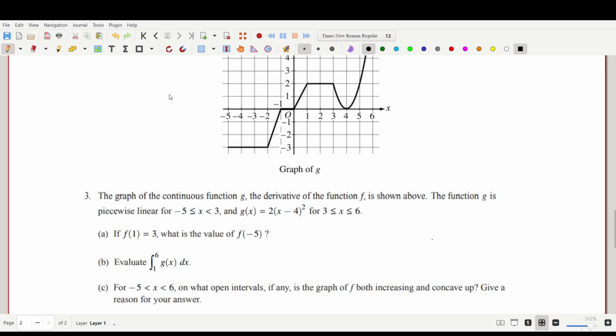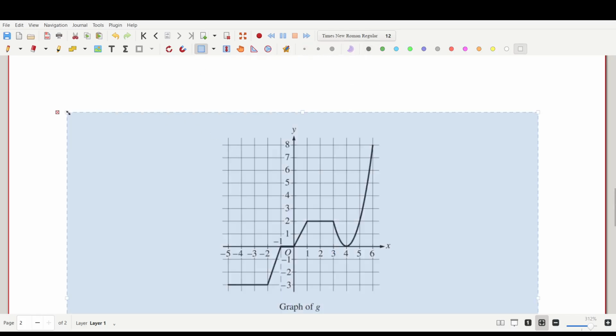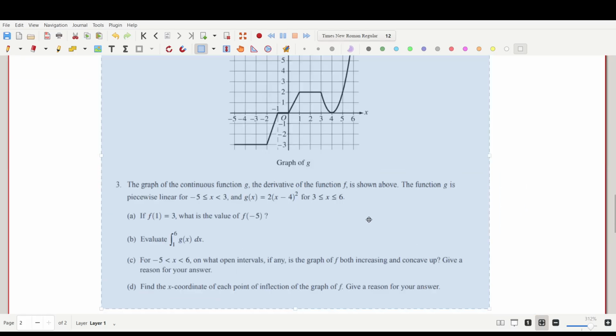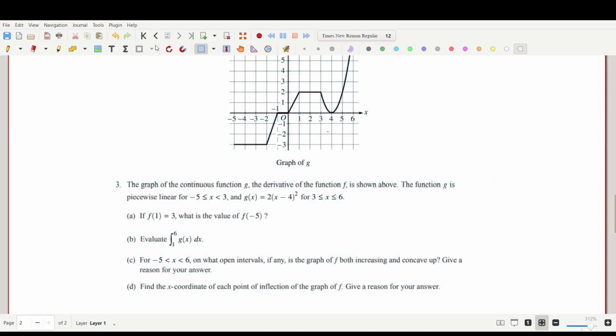The graph of the continuous function g. Let me make it a little smaller. That's probably better. Okay, the graph of the continuous function g, the derivative of the function f. It's kind of a weird thing to say. I don't like that, but f prime is g. They just said that. Shown above, the function g is piecewise linear. Cool. And then there's a quadratic.